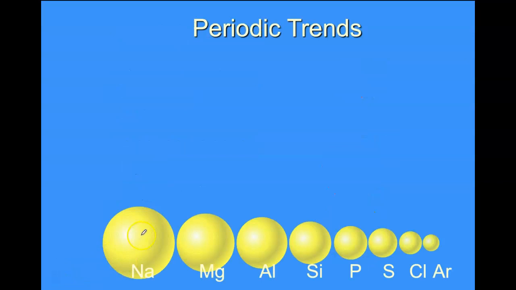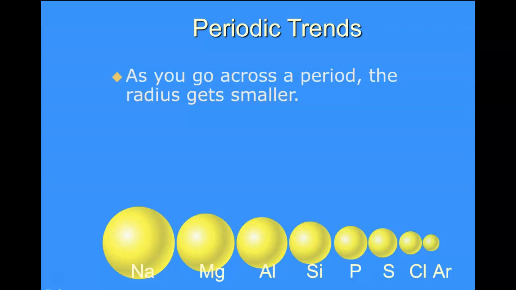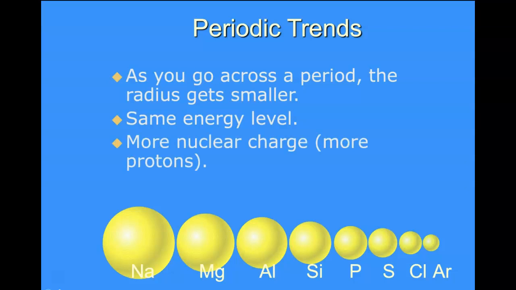But as we're going across the period, if we're going across the third period where sodium, magnesium are, they all have electrons in their third energy level. First energy level's full, second energy level's full, but as they add those electrons to that third energy level, the number of protons increases, and so the attraction between the positive protons in the nucleus and the negative electrons in that outermost energy level increases. And so our radius is getting smaller.